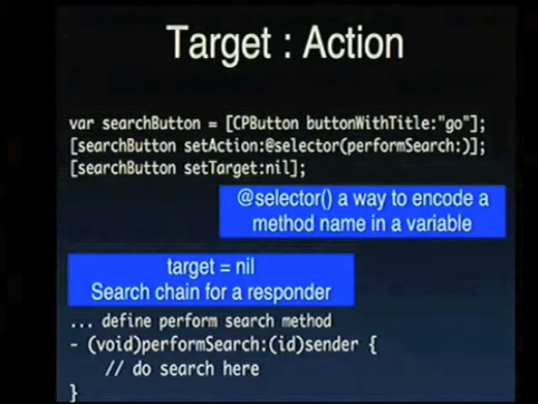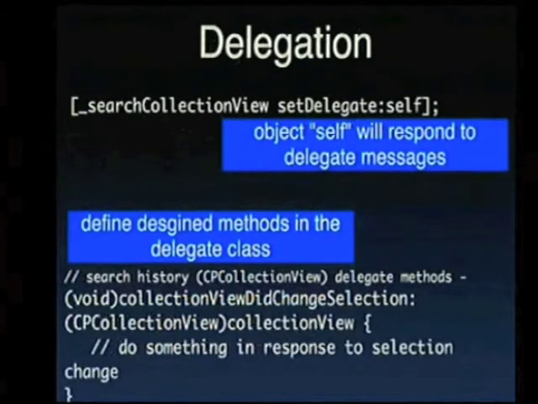Specifying nil for the target just means that you have a whole hierarchy of things in the view. So when you say, I'm not going to give it a target, it just goes through all your objects and figures out which one has performSearch defined. The first one that can respond will respond. So you can actually have multiple ones, and depending on the context, the right one will get called. Delegation is used all the time.